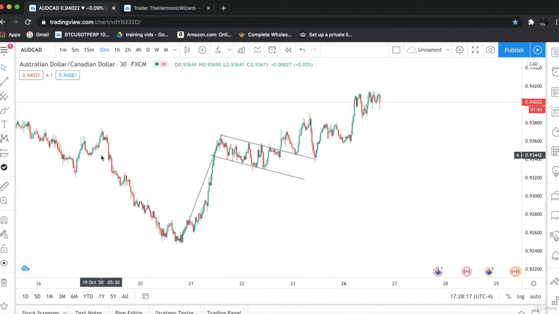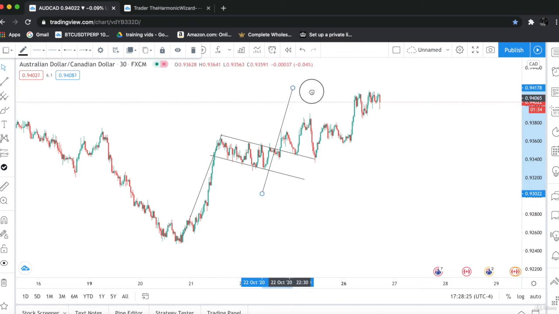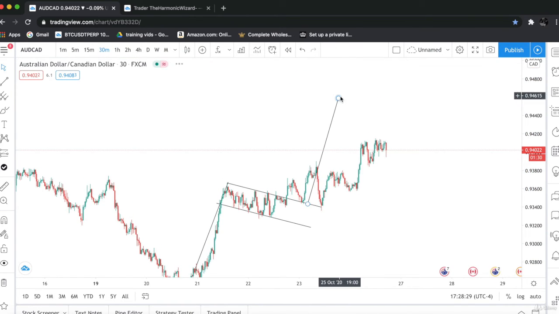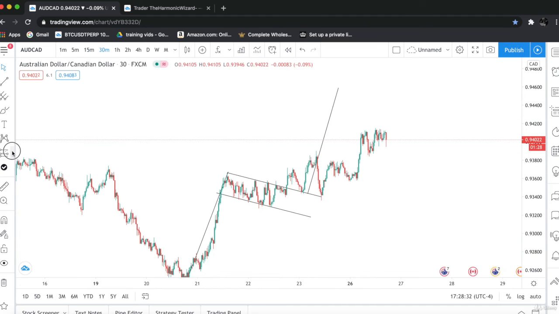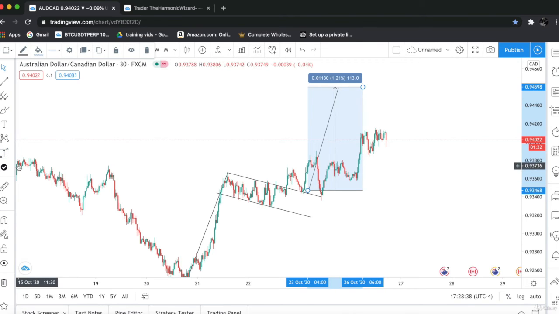Let's measure the target for this. We'll take the distance of the pole. This is the distance of the pole up till here. This is our entry point. This will be our take profit, TP. So that's approximately 1.21% move.